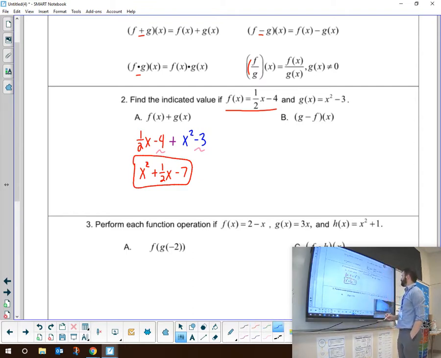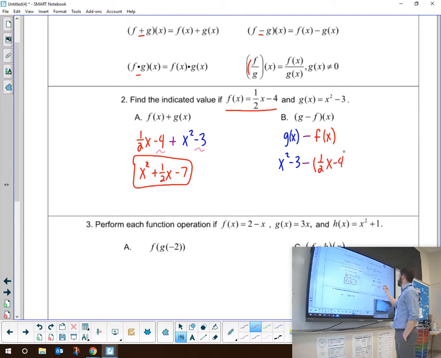Okay, let's try letter B here. So letter B, we have g minus f of x. So what this is really saying is g of x minus f of x. So we're going to take my g of x, we're going to write that out, it's going to be x squared minus 3, and I'm going to subtract. This time I'm going to write parentheses because we're subtracting, so I have to distribute that negative. So we're going to subtract 1/2 x minus 4. Okay, so it's going to be x squared minus 3 minus 1/2 x minus 4, then we just combine like terms, once again.